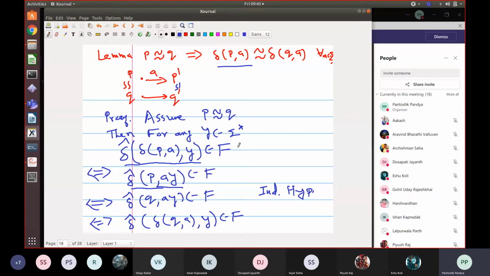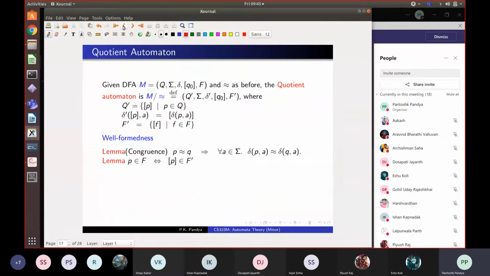Now we proved this chain of equivalence for arbitrary Y, that is, for all strings. If you start with delta hat of P on AY, then on any string Y, you will go to a final state if and only if from delta hat of QY you will go to a final state. So this thing is proved. By definition we get, hence we get this. Hence result. So this is a short proof of this property.